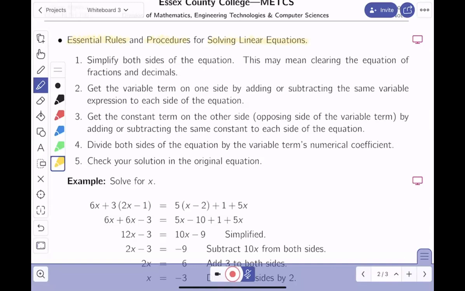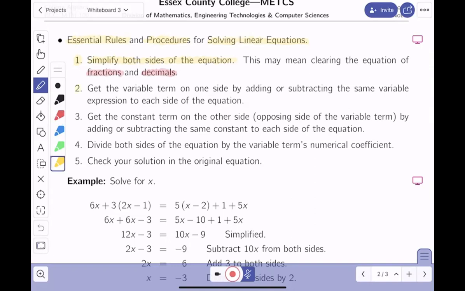The number one step, and I can't get this across enough, you need to simplify both sides of the equation. For some students, that may mean clearing the equation of fractions, because fractions for some students are very difficult, and decimals. It may. I'm not saying it has to, but I think you know what simplification means. Adding like terms, removing grouping symbols, yada, yada, yada.